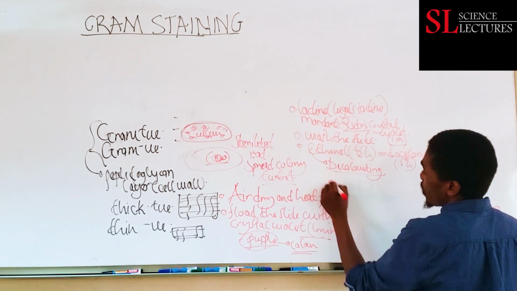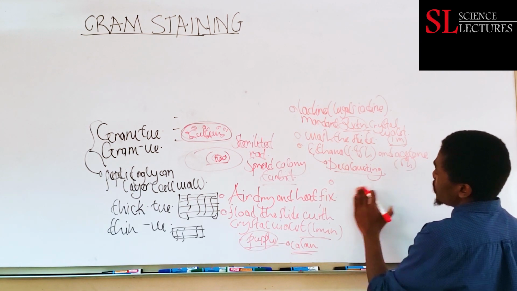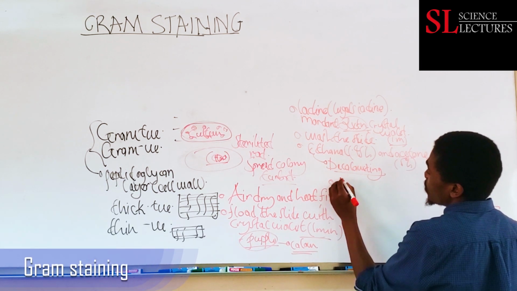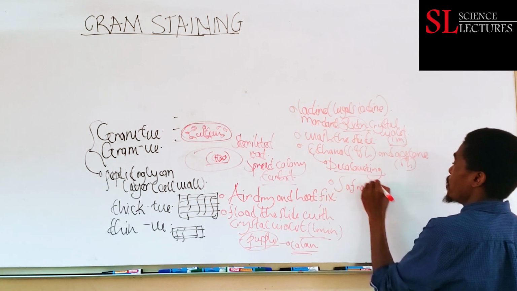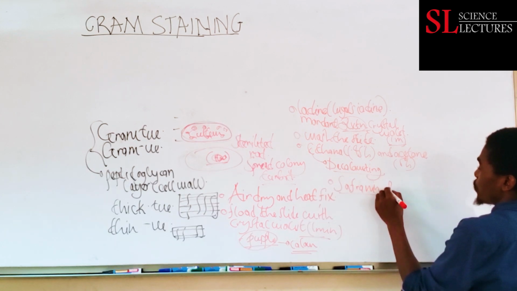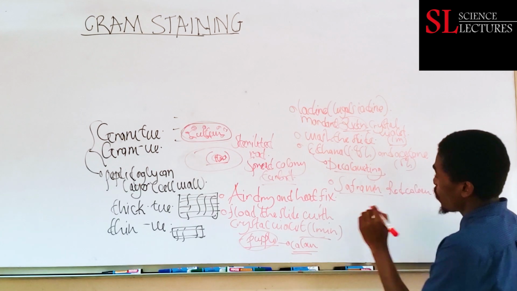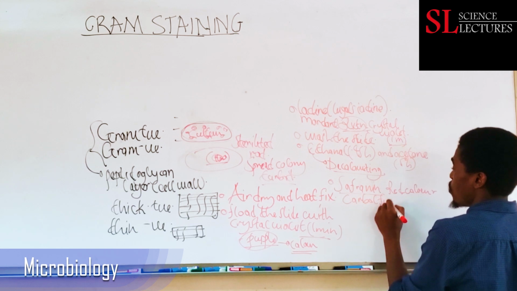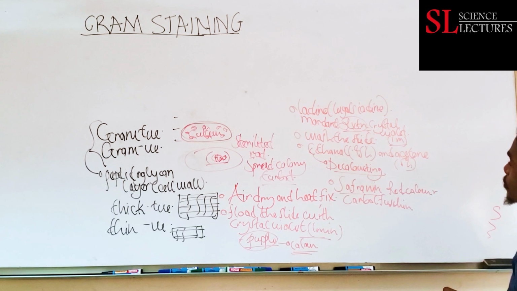Then after the decolorization by the ethanol, we add the final stain, and that is safranin. Safranin is red in color. You can either add safranin or carbol fuchsin. They are both of the same color.